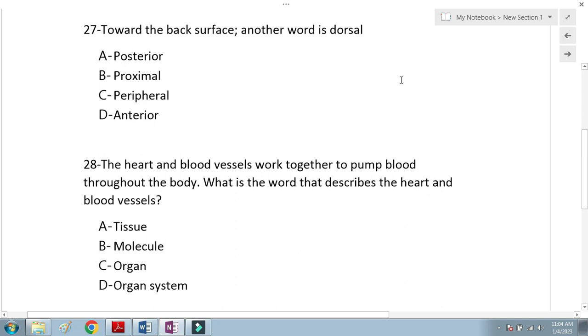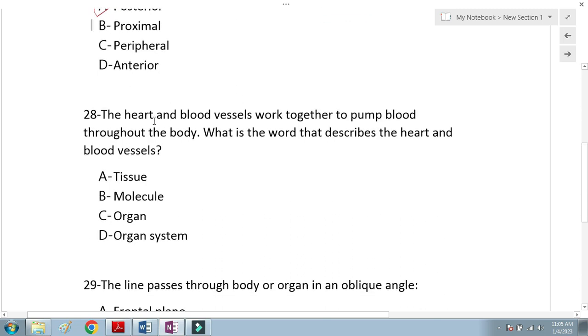Question number 27. Toward the back surface, or another word is dorsal. Option A posterior, option B proximal, option C peripheral, option D anterior. Towards the back surface, that is posterior. Anterior means towards the front, posterior means towards the back, or it is called dorsal. Anterior is also called ventral in the case of the human body.